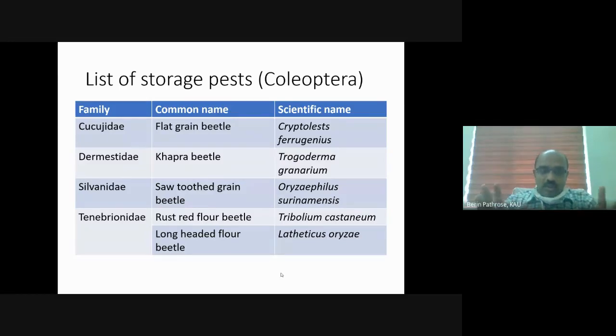So the first family was Cucujidae containing flat grain beetle Cryptolestes ferrugineus. Then we have khapra beetle, a major pest belonging to the family Dermestidae, Trogoderma granarium. Then we have Oryzaephilus surinamensis, saw-toothed grain beetle belonging to the family Silvanidae. Then we have the Tenebrionid family, Tribolium castaneum, rust red flour beetle, and Latheticus oryzae, long-headed flour beetle.